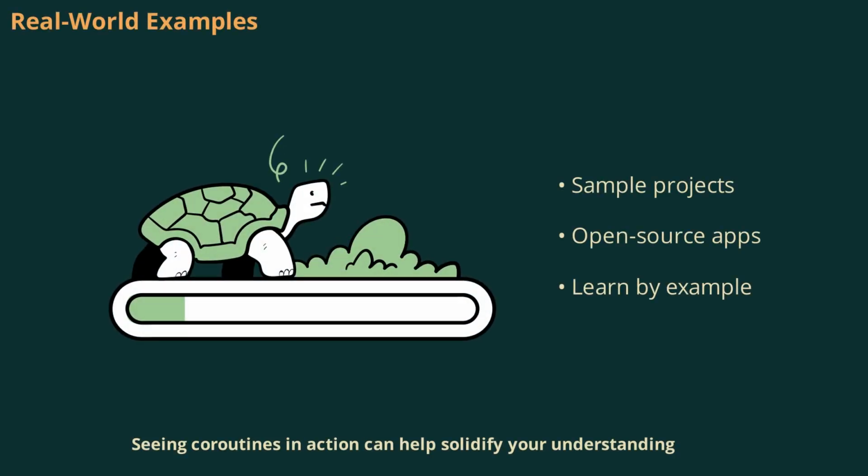Seeing coroutines in action can help solidify your understanding. Look for sample projects, tutorials, and open-source apps that use coroutines effectively. Analyze how they structure their code, handle errors, and optimize performance. Real-world examples provide valuable insights and inspiration for your own projects.